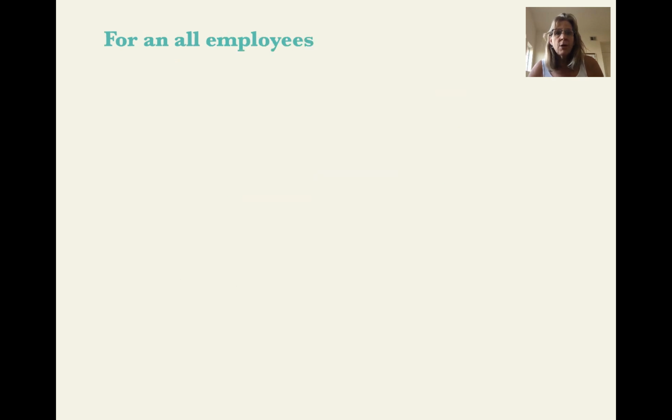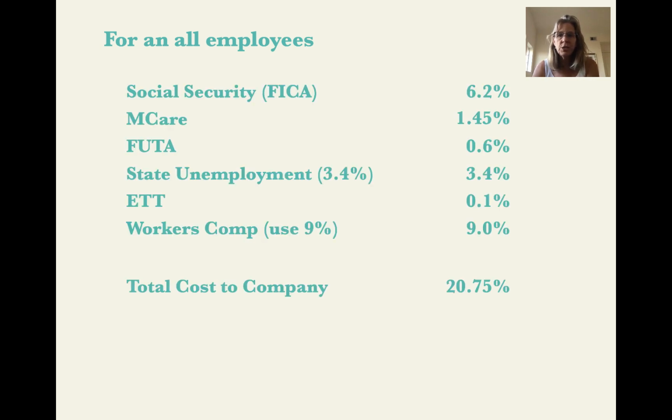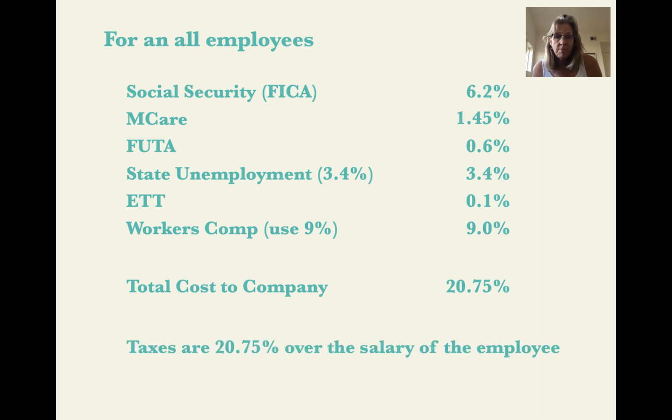Now, when we do this calculation for all employees, I suggest that we ignore the cutoffs and we just use the percentages. So what I've done here is I took all those percentages and added them up, and therefore the total cost to the company is 20.75% over the particular salary that you have to pay. So that means that if you're paying a salary, you have to add almost 21% over that salary just to pay the taxes.